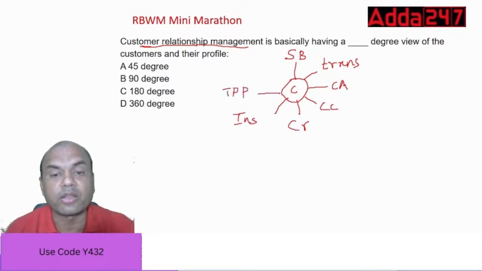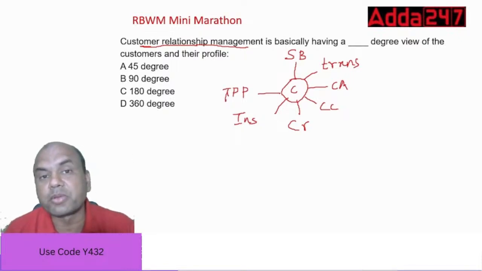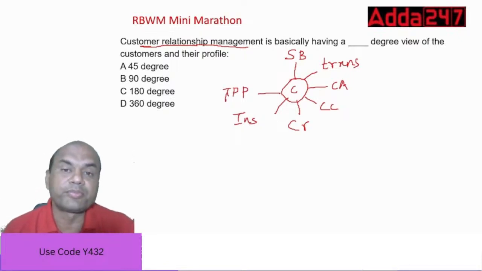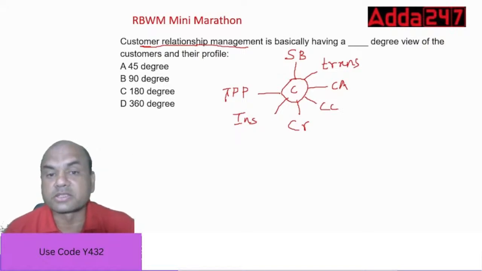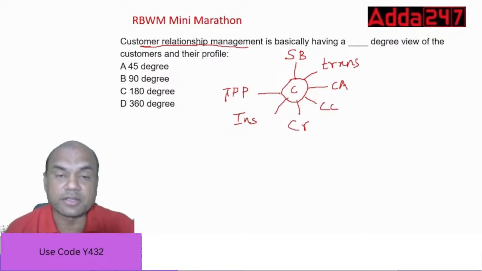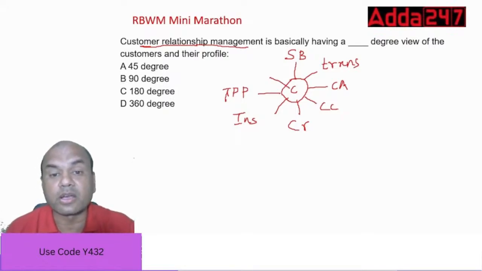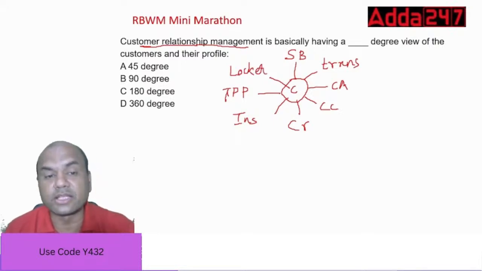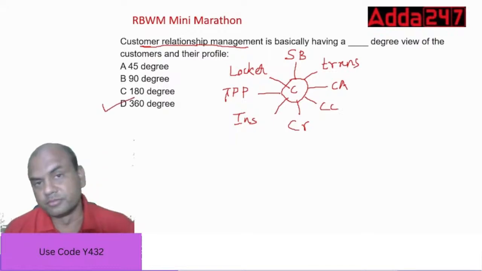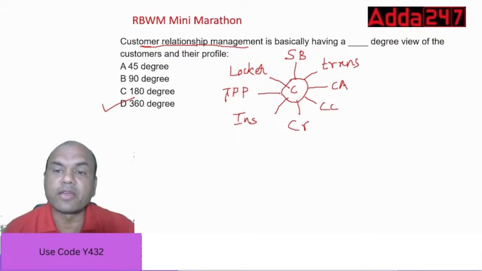Just tell me, what are the products under TPP? One is insurance, I told you. Second one, other than insurance, what is that? Mutual fund, correct. Then can a locker be pitched? So we have to check from all the angles, and this is known as a 360 degree view. So CRM is basically having a 360 degree view of the customers and their profile.